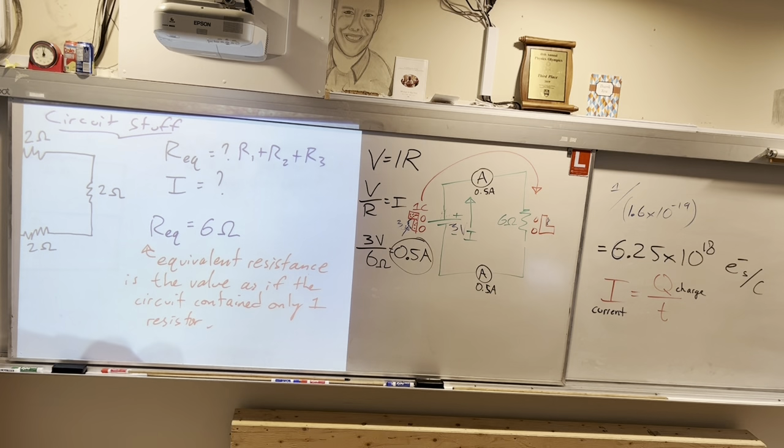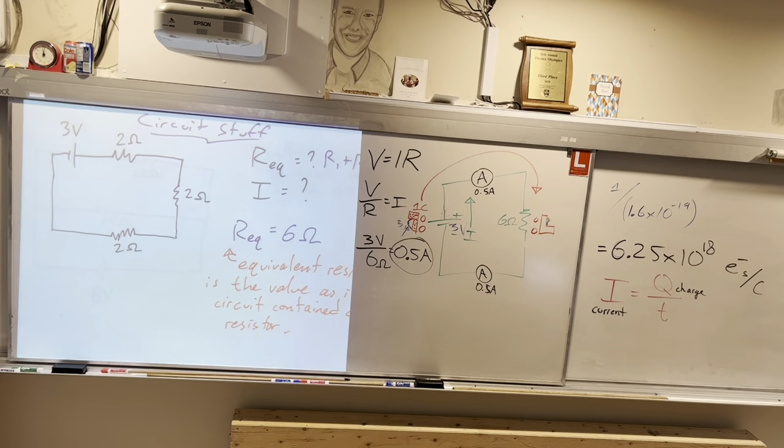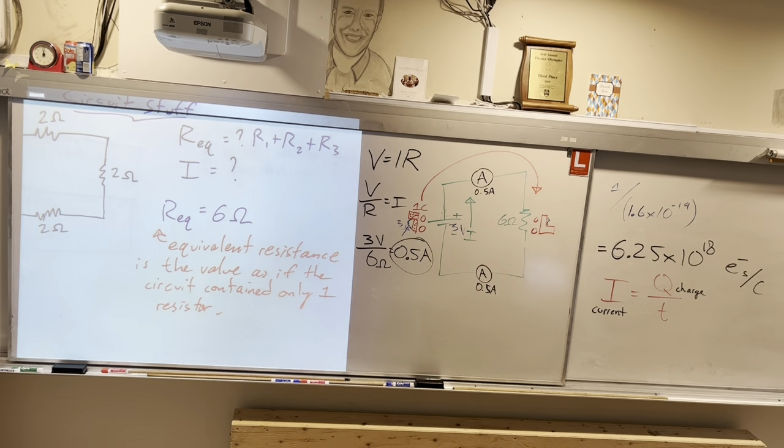Okay, so what is I then in this circuit? I is 0.5. 0.5 again, right? So that circuit is exactly the same as the one I drew on the board, really.